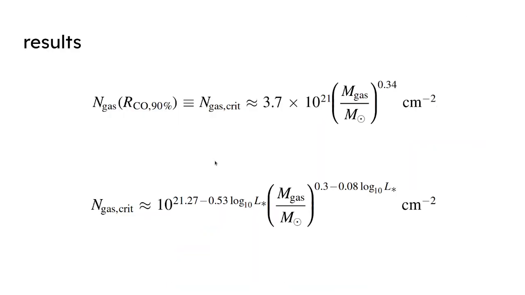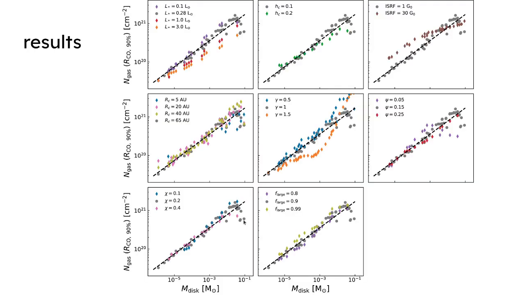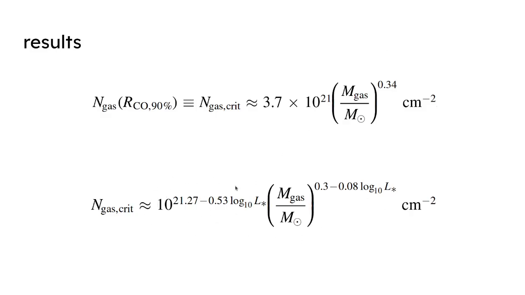Anyway, further on. What they get here is this approximation of the dependence of N gas at R90 on M gas. And if you also want to consider luminosity, it modifies in that way. Weird that they noted that it depends on gamma and the interstellar radiation field, but they don't include that into the fit. Okay, I guess that's not that important.